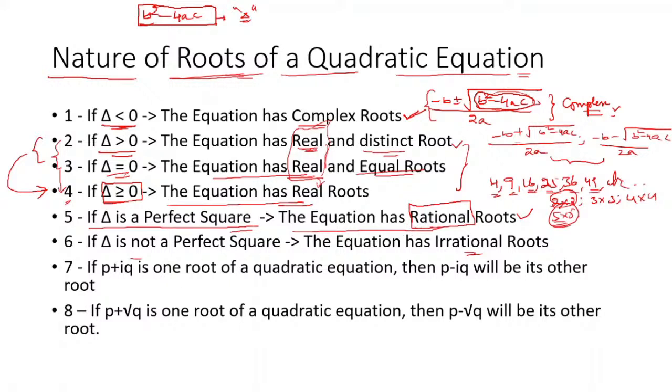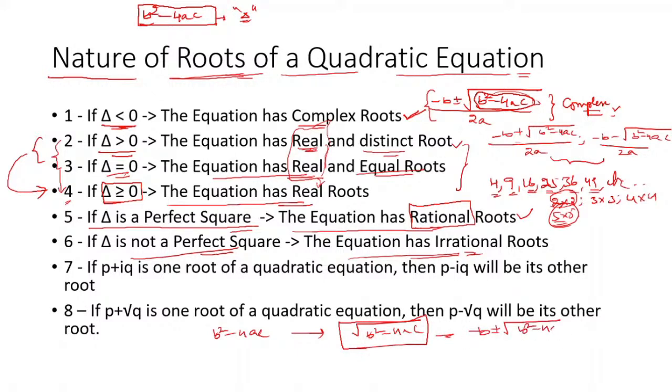But if delta is not a perfect square, then the equation will have irrational roots, isn't it? B square minus 4ac is irrational. This implies root of b square minus 4ac is irrational. So if this is irrational, then minus b plus or minus root of b square minus 4ac by 2a will also be irrational.